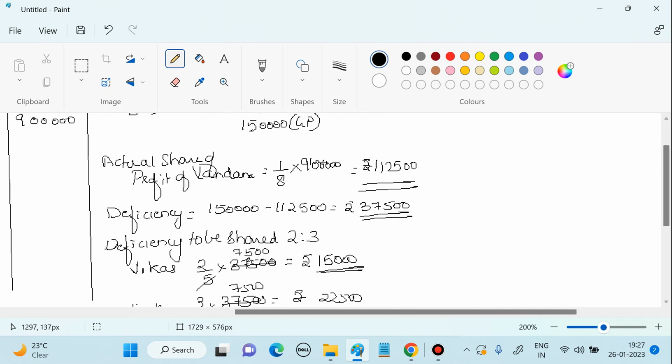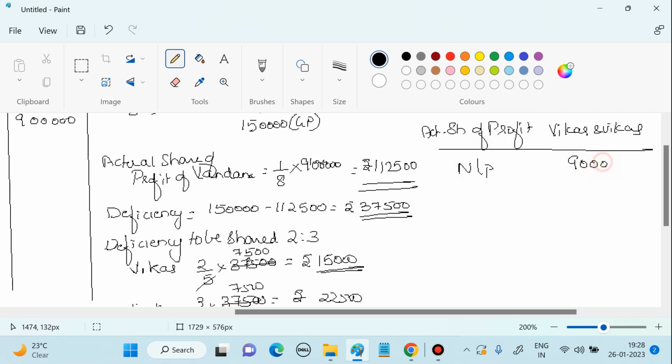Now, we have to find out the actual share of profit of Vikas and Vivek. Then from that we can remove this deficiency that they are going to give. So for that we know the net profit is 9 lakh rupees. But out of that we have to give to Vandana. Vandana's share is how much? We remove off the 1,12,500. So what is left is 7,87,500.